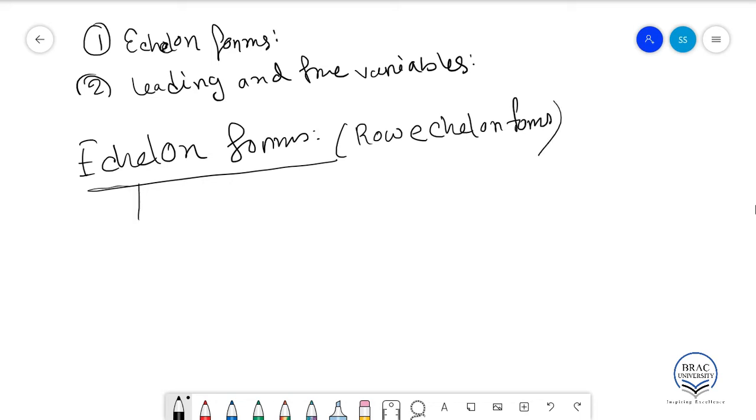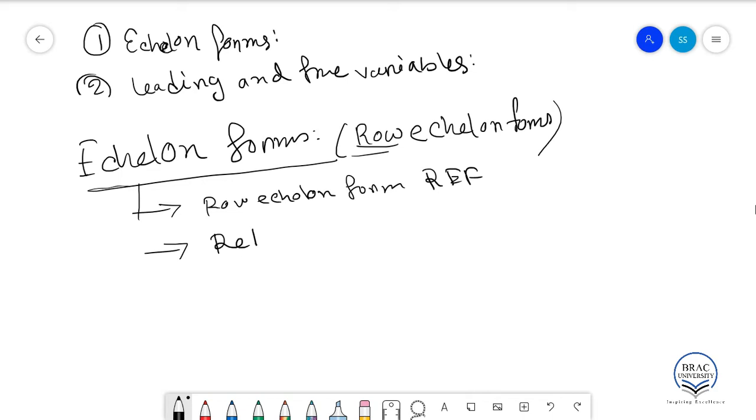And there can be two kinds of echelon form. One is just the row echelon form itself, or in short REF, and the other one is reduced row echelon form, that is RREF.